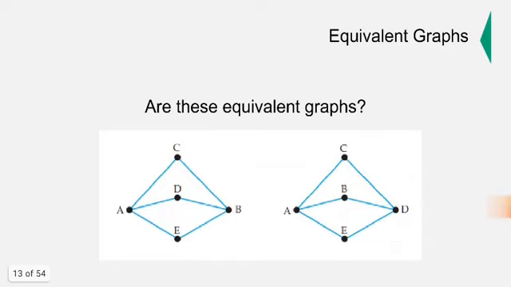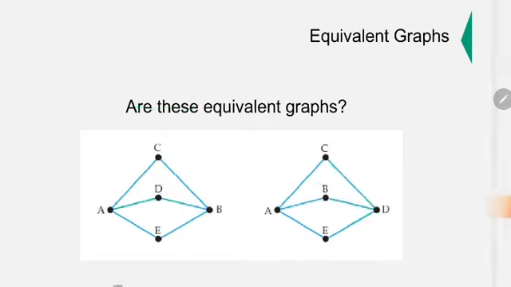Now, how about this one? Are these equivalent graphs? Okay. Right from the get-go, pinagbaliktad niya kasi yung ano, di ba? D and B. So that means, although here, ang D ay connected sa A and B, dito, connected siya sa C, B, and E. So definitely, they don't have the same connections between vertices. So they are not equivalent graphs.